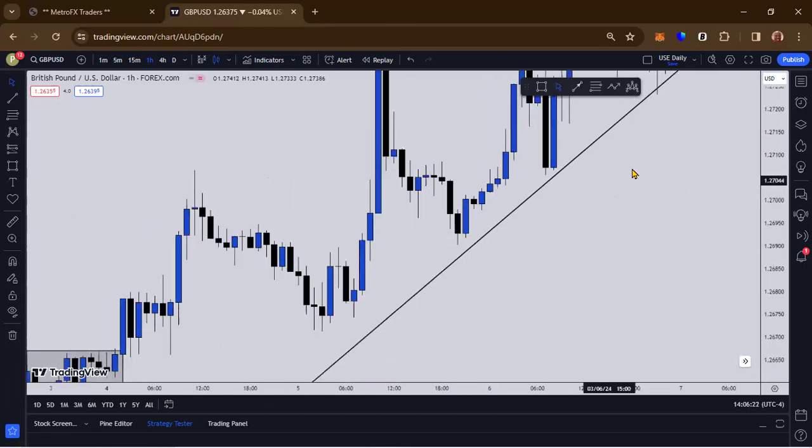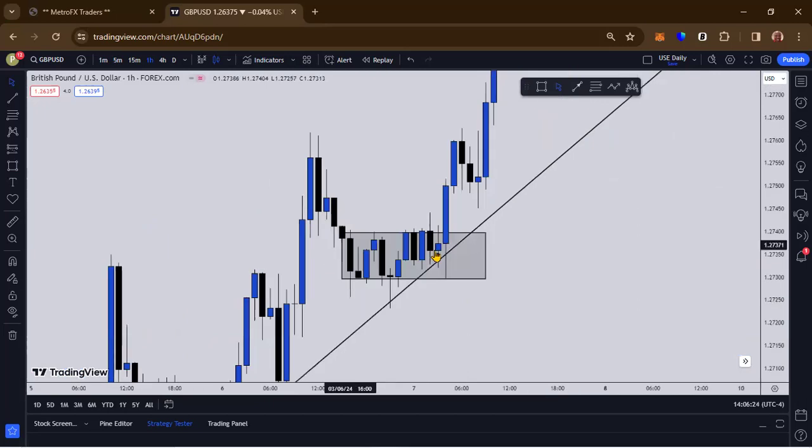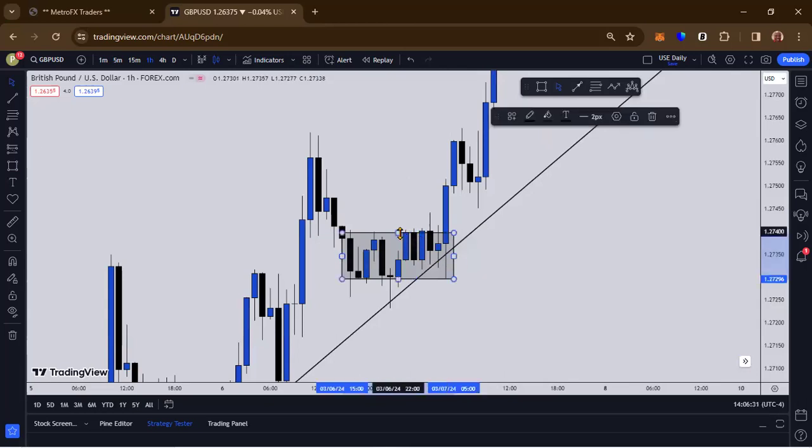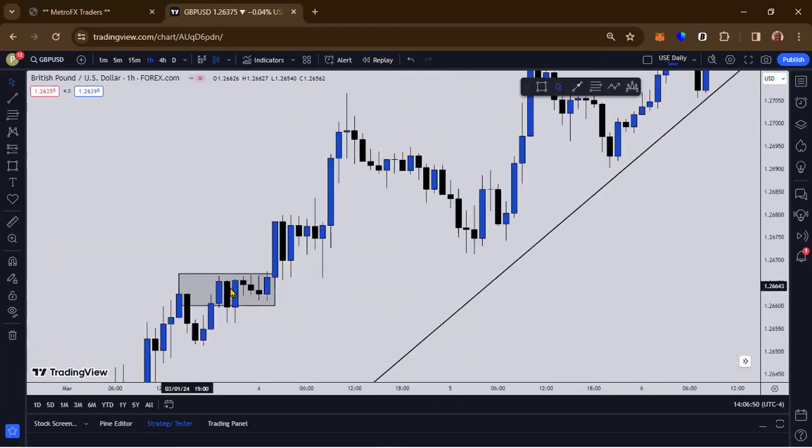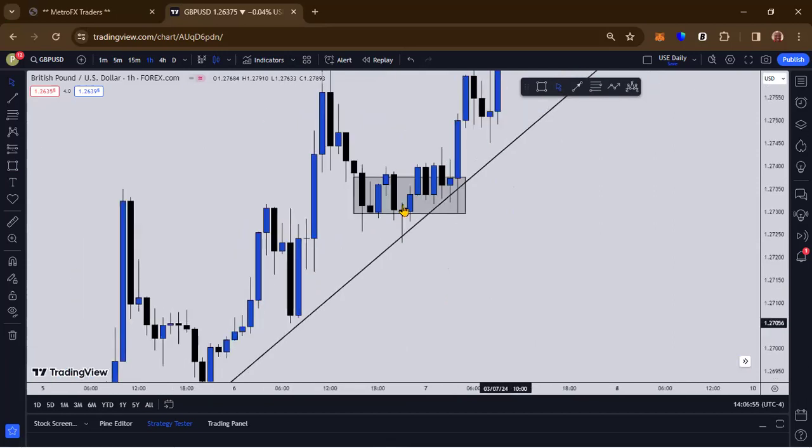And then the same thing applies to this particular breakout session here. Okay. And it's almost identical to the previous one because it actually broke out, came back and touched the box right here and went straight back up. Okay, so that's a continuation of an uptrend. So if you've missed this particular breakout right here, you would have to wait for another breakout right here.